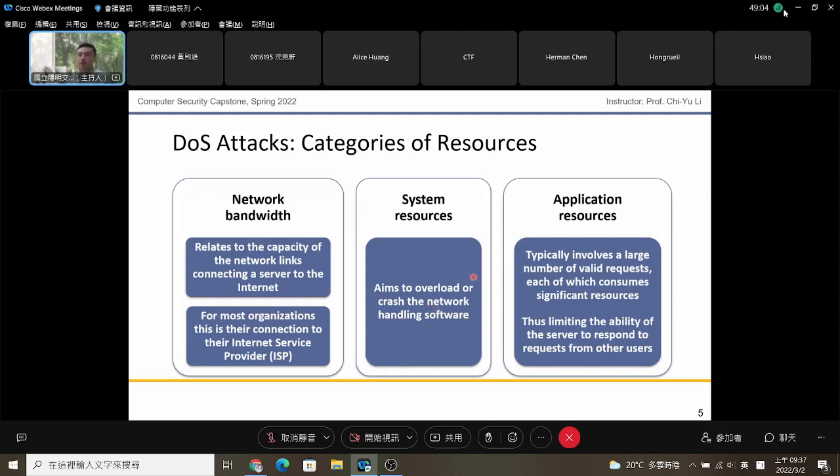The third is application resources. It typically involves a large number of valid requests, each of which consumes significant resources. Application means, for example, a web server, where we can generate a lot of HTTP requests. Or if it is a SIP server, we can generate a lot of SIP requests. We just try to make the application too busy to accept more requests, so it can limit the ability of the server to respond to requests from other users.